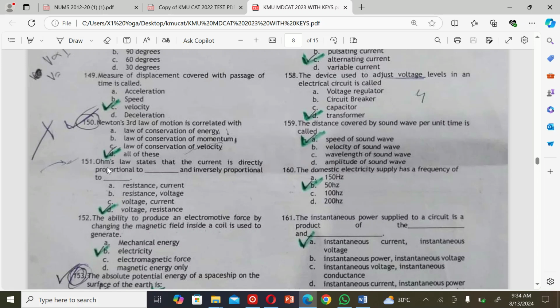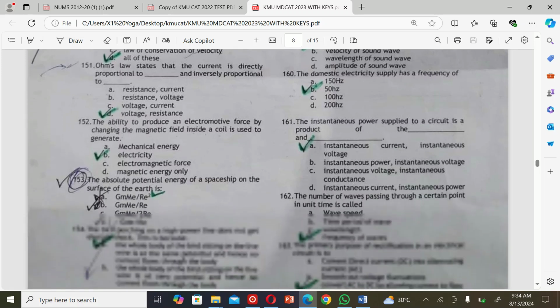The next MCQ is: Ohm's law states that the current is directly proportional to the dash and inversely proportional to dash. A, resistance, resistance; B, voltage, resistance; C, resistance, voltage; and D, voltage, current. So the correct option is B, voltage, resistance.